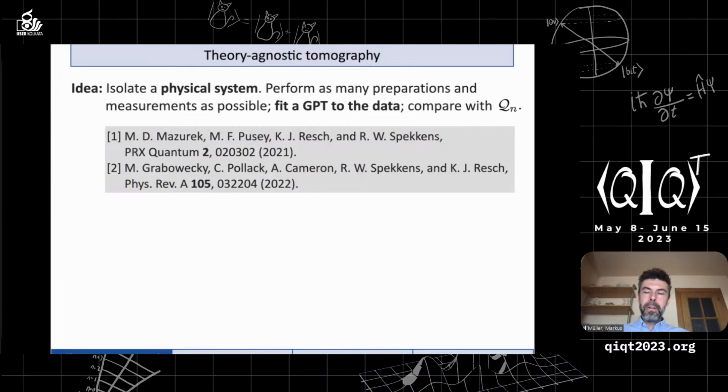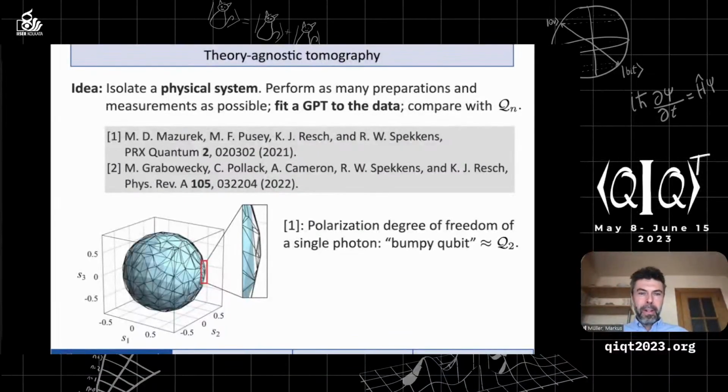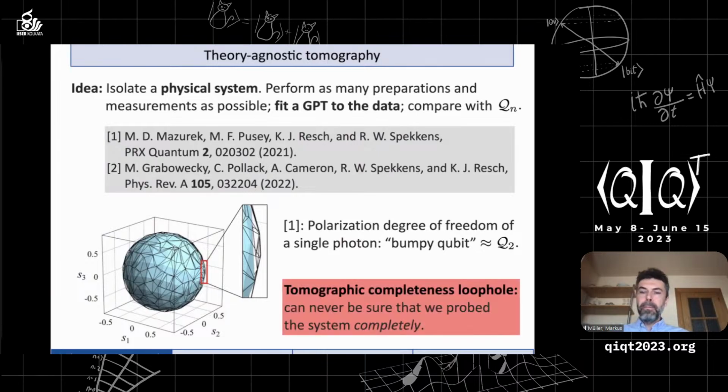There are 2 papers on this, and I really admire those experiments. So I apologize to the authors for giving this really cartoon version of what they did. But the essential idea is what I write here. What they find, for example, is that they look at the polarization degree of freedom of a single photon, look at the data table, try to factor it into a state and an effect space, and then they find something like a bumpy qubit. So you get very close to the quantum prediction that the photon polarization is a qubit.